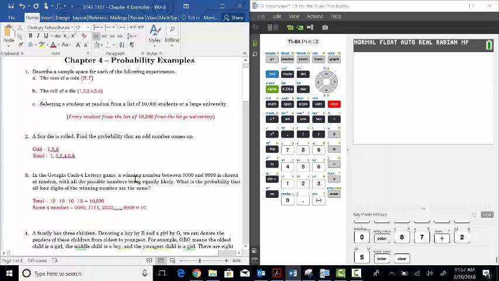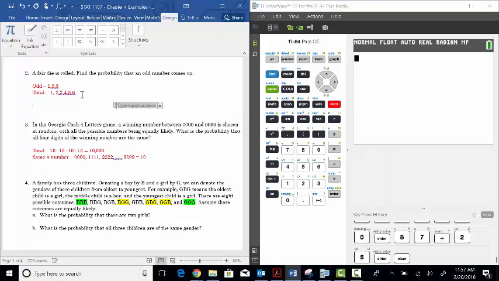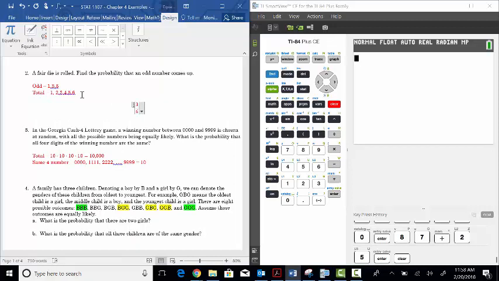The next question says, a fair die is rolled. Find the probability that the number comes up odd. Well, if you roll a die, your total number of outcomes, already discussed as our sample space, is 1, 2, 3, 4, 5, 6. But if I want the number to be odd, we're only specifically looking at 1, 3, and 5. So our final probability would be the total number of odd over your grand total. Well, we have 3 total odd choices with a grand total of 6 choices. So that would be 3 over 6 or 0.5, 50%.